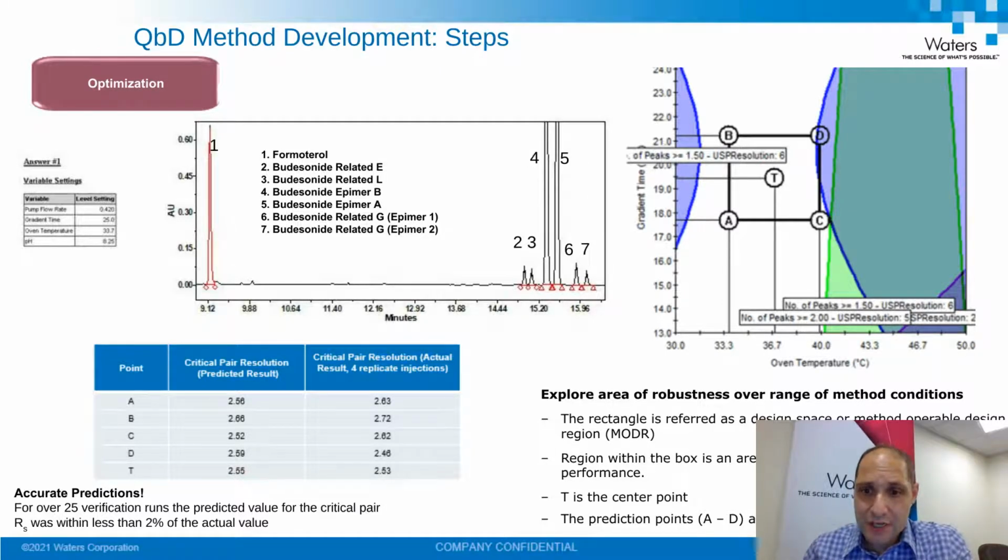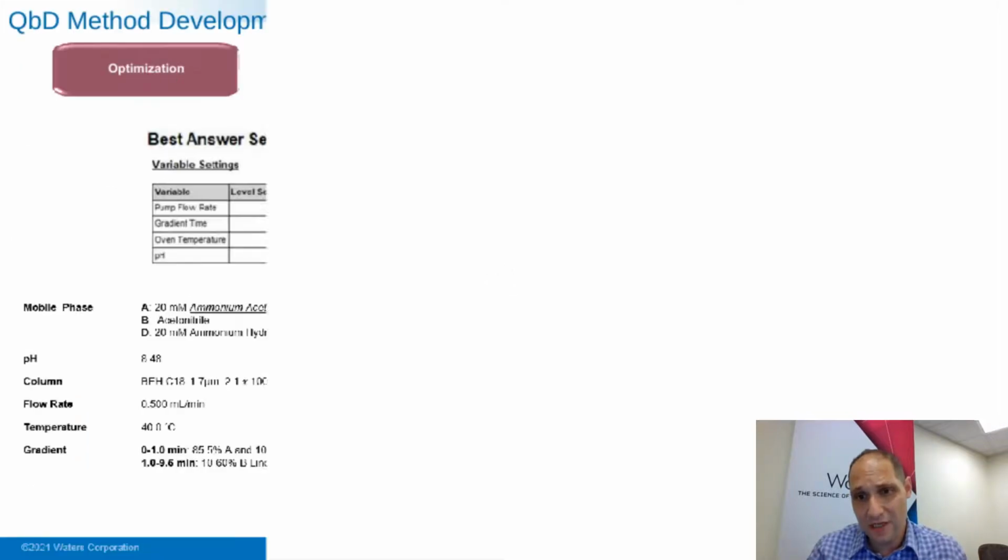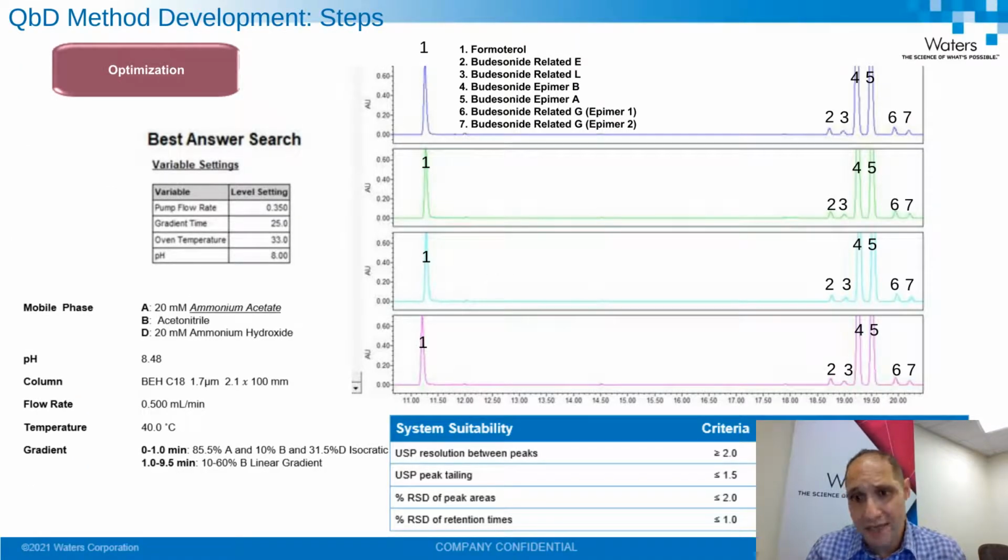Another important feature I noticed personally when using Fusion is that the predictions of Fusion are pretty accurate. This table is an example of critical pair resolution at various experimental conditions, and the predicted results have always been very close to the actual results. I've done over 25 verification runs, and the predicted results have always been within less than 2% of the actual results for all of these 25 verification runs. So it's normally pretty accurate.